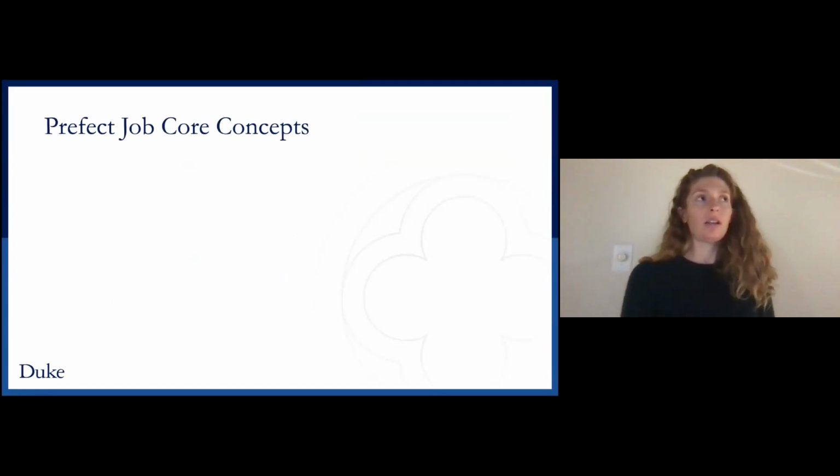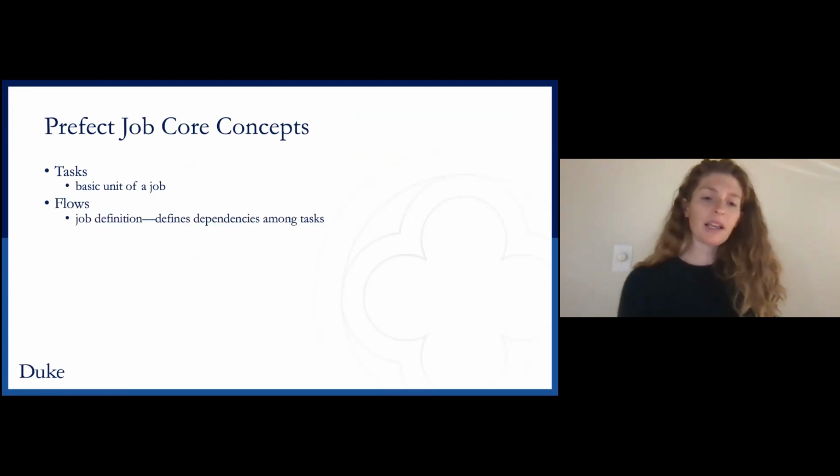So the core concepts for creating a Prefect job, I like to start by thinking about tasks. A task is just the basic unit of a job. You can think of this as maybe just a definition in Python, maybe a method in a class. The flow itself, that's more like the actual job. It's really just a way to define dependencies among the various tasks in your job. And that's a really important concept to keep track of. I'll come back to that momentarily.